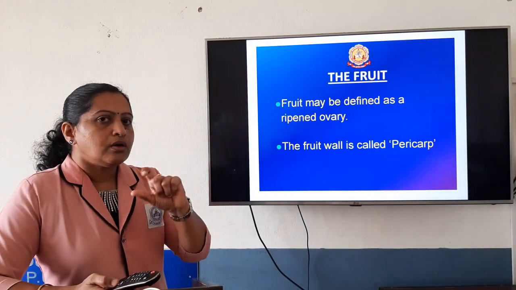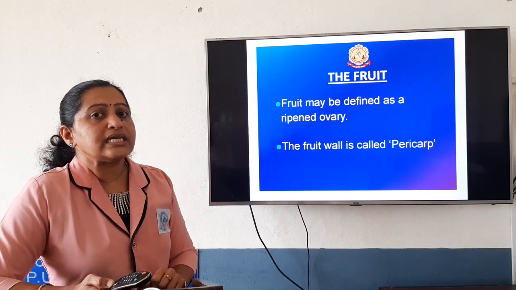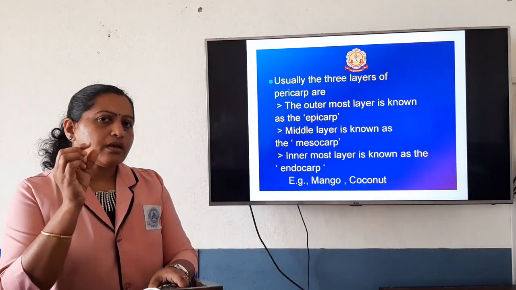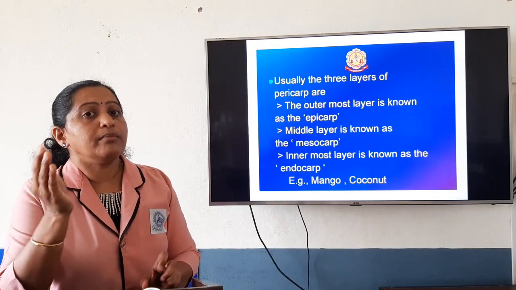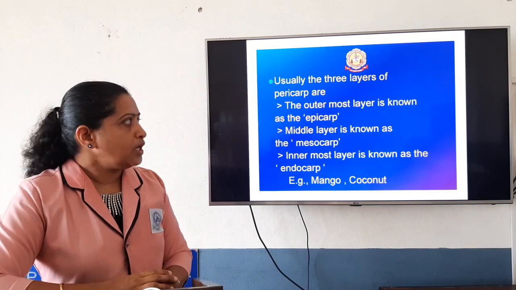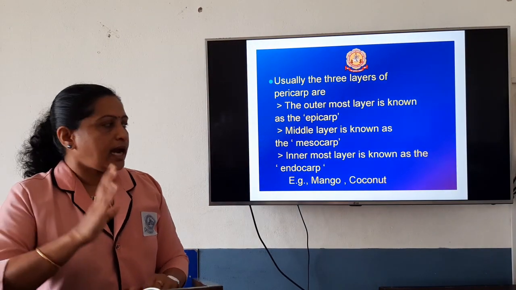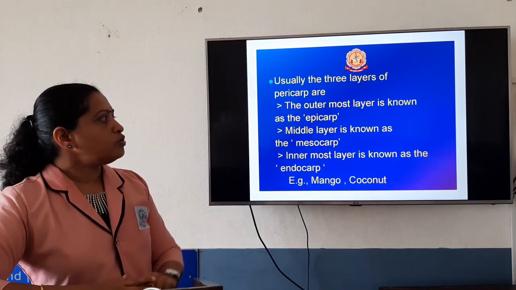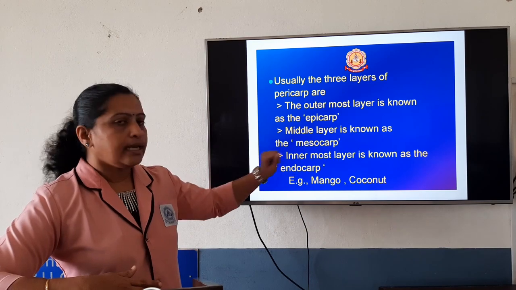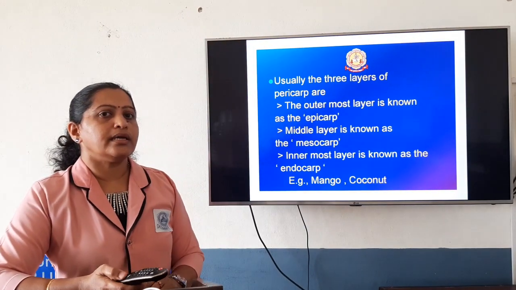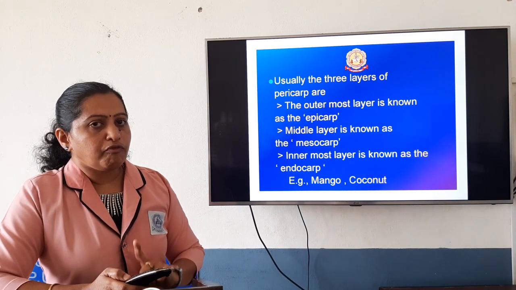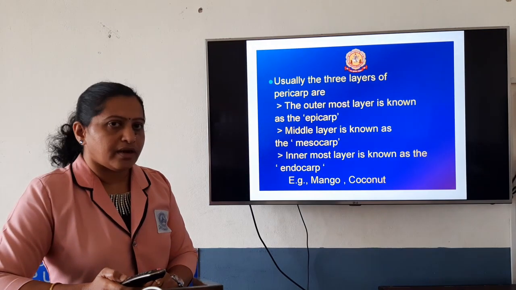The fruit has a wall, which is termed the pericarp. The pericarp may be thick or thin, fleshy or dry. If the pericarp is thick and fleshy, it can be categorized into three different layers. The outermost layer is known as epicarp, the middle layer is known as mesocarp, and the inner layer is known as endocarp. So if the fruit wall or pericarp is thick and fleshy, it can be categorized into three different layers.